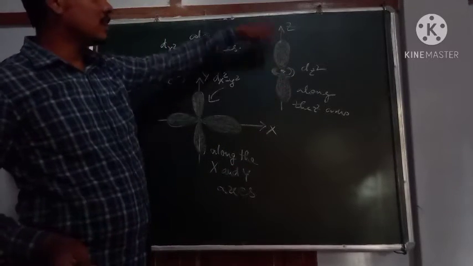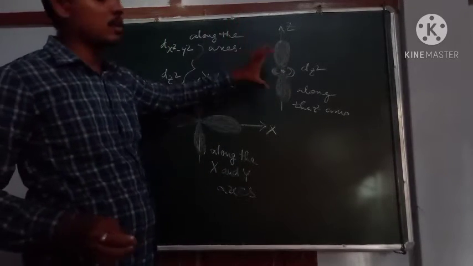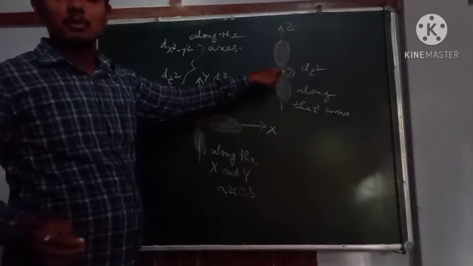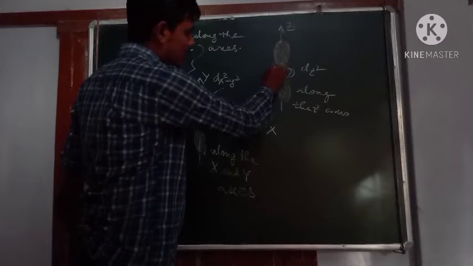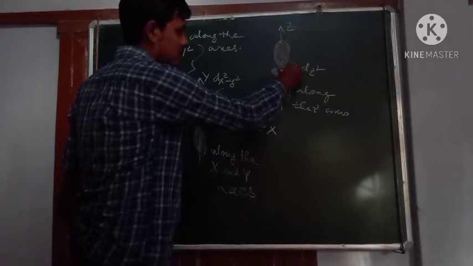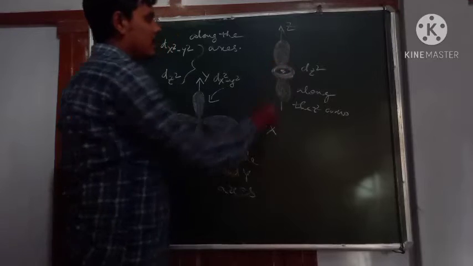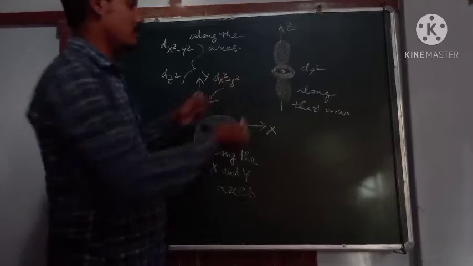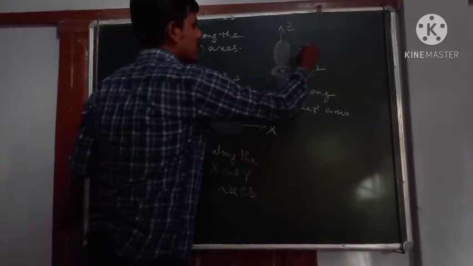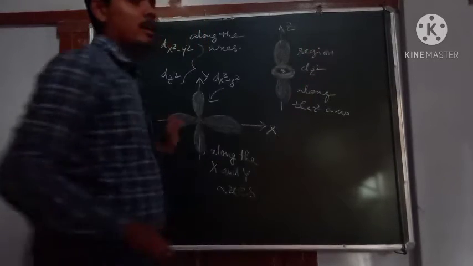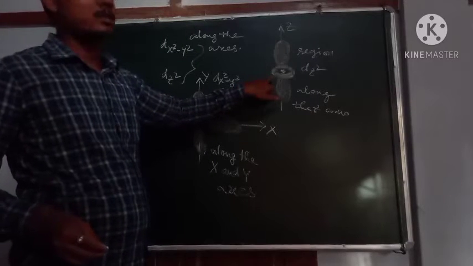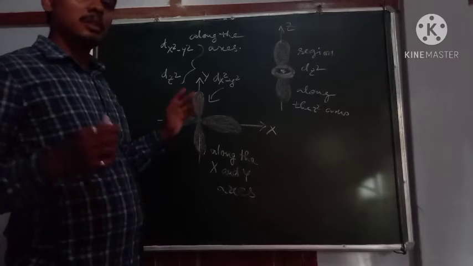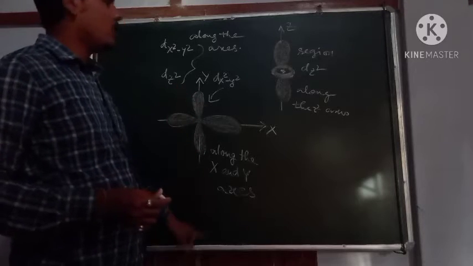It lies along the z axis. That is the first point: I will find electrons along the z axis. And another thing, if this is the center of the dz square orbital, we will have a ring around this center. That ring will also represent a region where I will get the probability of finding electrons. Okay, so this is about the dx square minus y square and dz square orbitals.